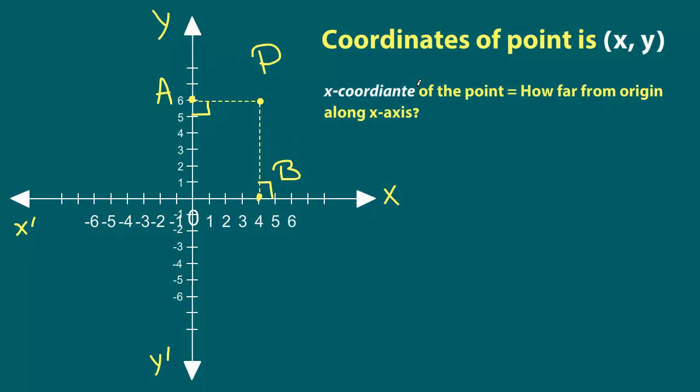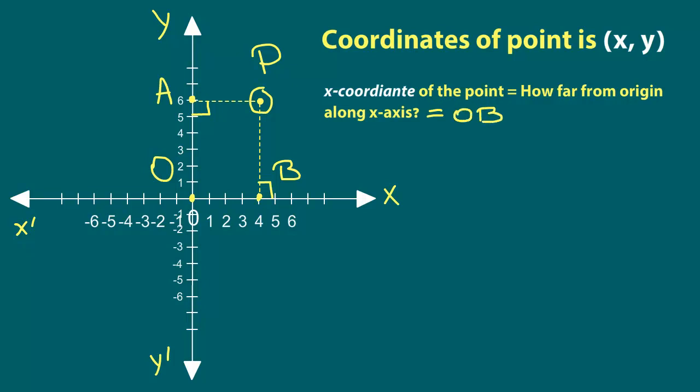So we say the x coordinate of this point P, this is the point whose coordinates we are trying to find out. So we say x coordinate is how far is this point from origin along x-axis. So this is the point, this is the origin. This is the origin which we represent by uppercase letter O for origin. So how far is this point from the origin along x-axis? Now this is 4 units. So OB, the distance OB is called the x coordinate. Also sometimes we call it abscissa. So this will be OB.